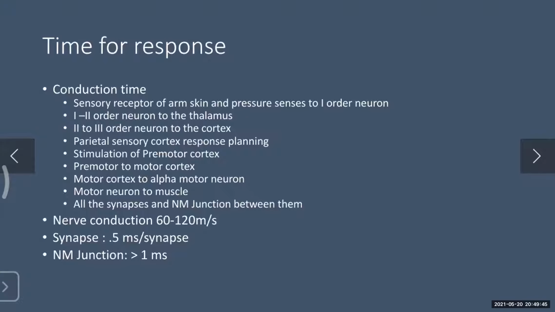Then it has to go to the parietal sensory cortex where the response has to be planned. Then it needs to stimulate the premotor cortex, then premotor to motor cortex, motor cortex to alpha motor neuron, motor neuron to muscle, and all the synapses and neuromuscular junction between them, right? And we know that nerve conduction happens at a speed of 60 to 120 meters per second. At the synapse, there is a 0.5 millisecond per synapse delay, and at the neuromuscular junction, there is a delay of greater than 1 millisecond.